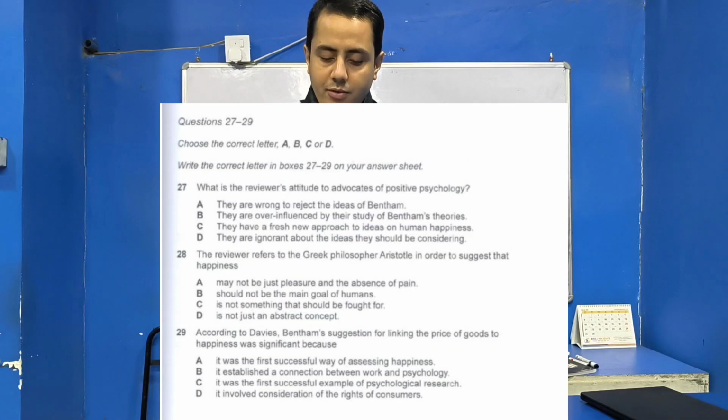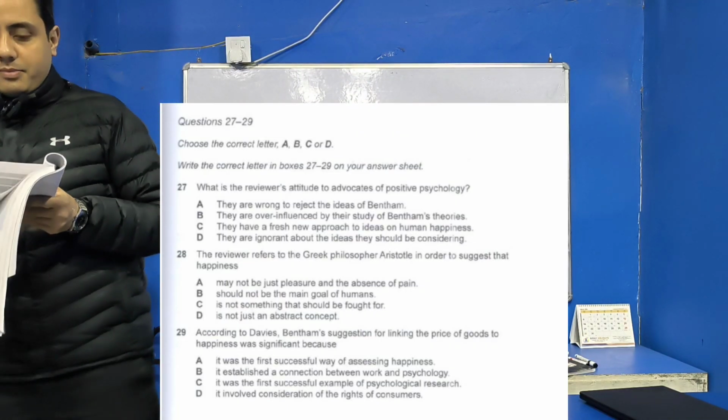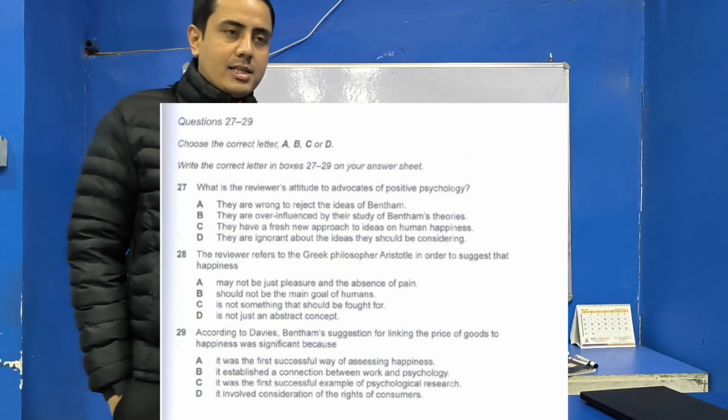Maybe that is why, if you look at option number D, that may be the answer. They are ignorant. Ignorant means they don't know about the ideas they should be considering. Because there is a vast philosophical literature on the value of happiness, but they are oblivious to it, they are ignorant about it. So, D. Makes sense, I guess. Does it? No? Yes? No?